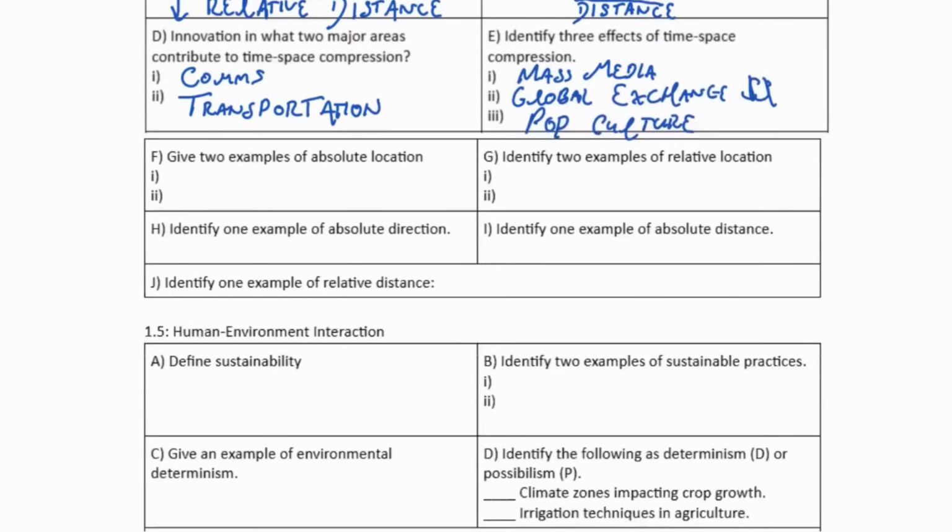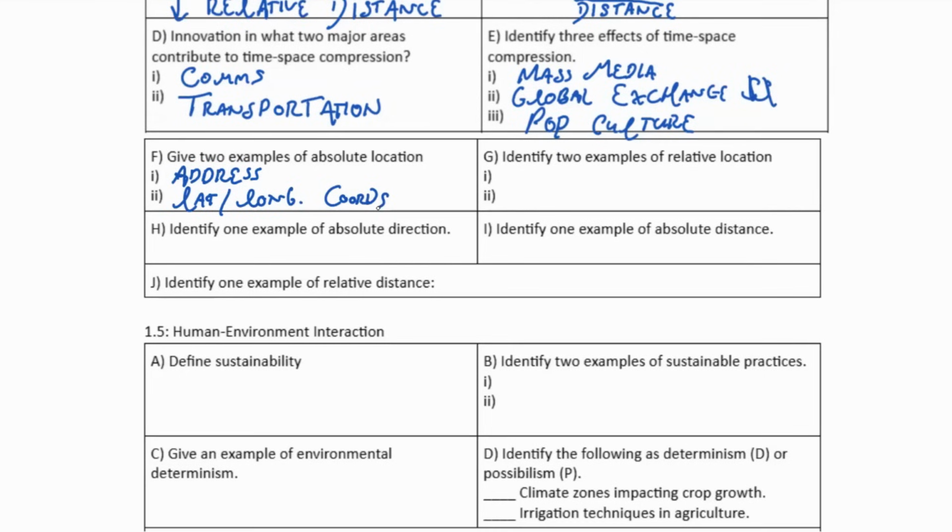All right, give 2 examples of absolute location. I'm not going to give 2 specific examples. You should, though. But the 2 really examples you could give are 2 addresses, or you could give 2 latitude and longitude coordinates, or one of each. These are the best examples of absolute location because they're unique to a particular place.